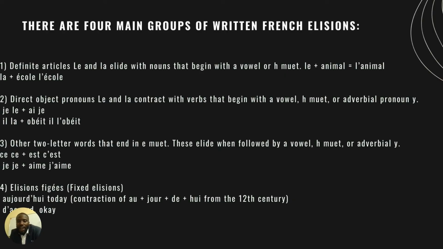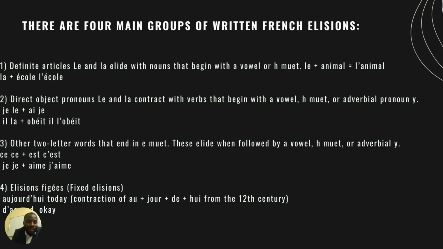These elide when followed by a vowel, a mute H, or an adverbial pronoun. For example, if you want to say "it's", it's normally ce plus est, meaning "it is" or "it's". So the first E is silent, and it is substituted by an apostrophe. Je l'aime, or j'aime, meaning I love something. J'aime, meaning I love. There are two vowels following each other, so the first one is substituted by an apostrophe and it changes to j'aime.